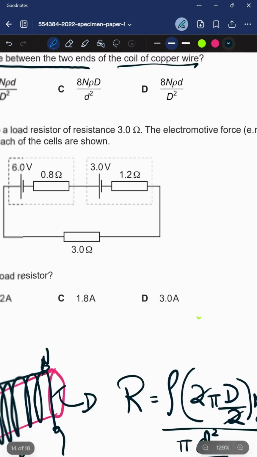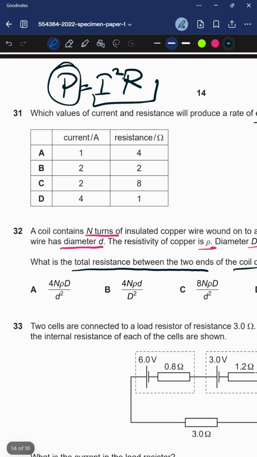So let's see if we got any option matching. Yeah, we got option A, which is 4 N rho D over d square. So that's the right option.